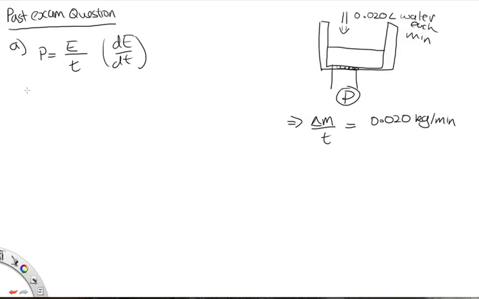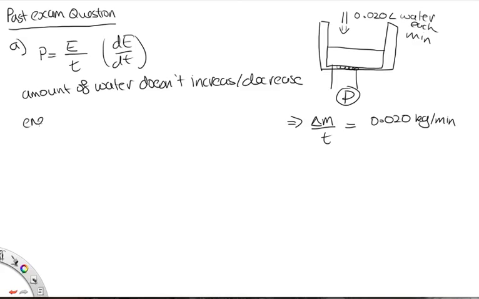And we're told in the question that the amount of water doesn't increase or decrease. So in order for the water we're adding to neither increase or decrease, it means that the amount of water that we're adding each minute must evaporate each minute. So the energy needed each minute is needed for two things.